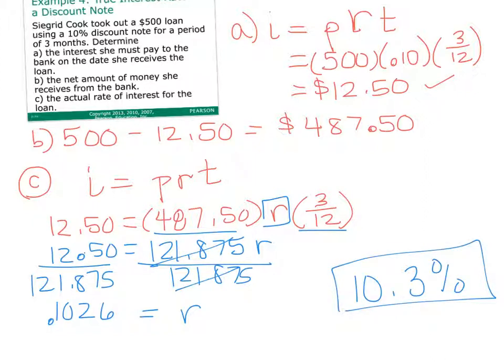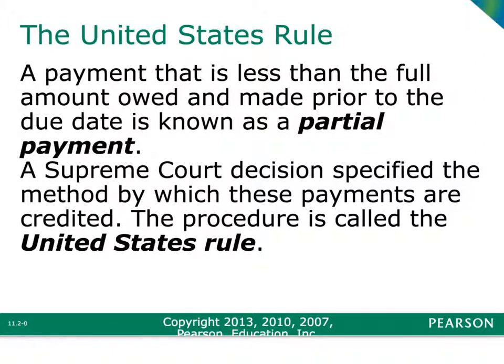So while they said that the loan was 10%, because of the way they took the interest initially from her, she's actually paying a 10.3% interest rate. So it's a little shady practice, so just be careful if you ever do one of those discount note loans. Okay, another thing that you're going to run into is called the United States rule.